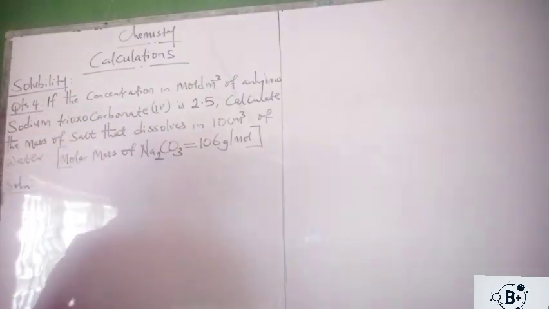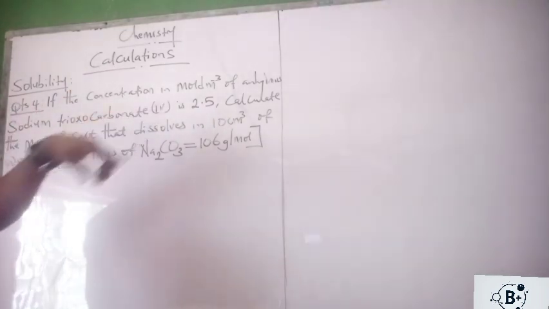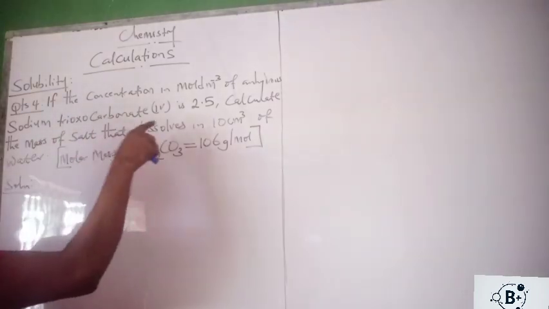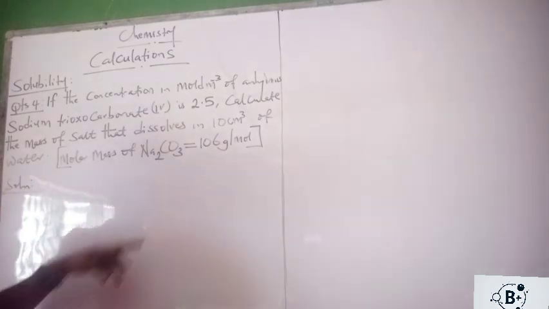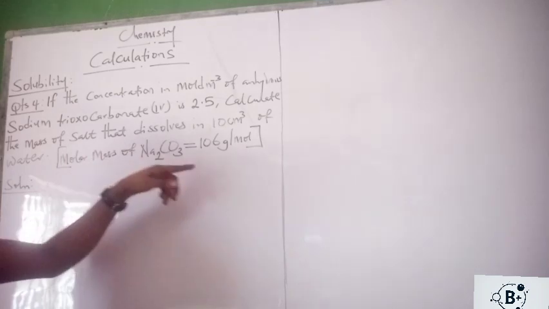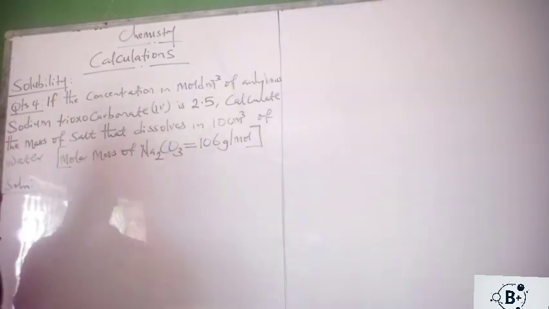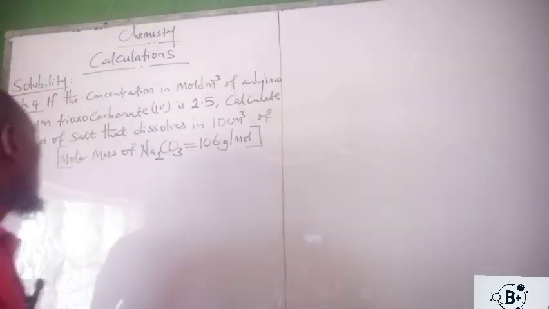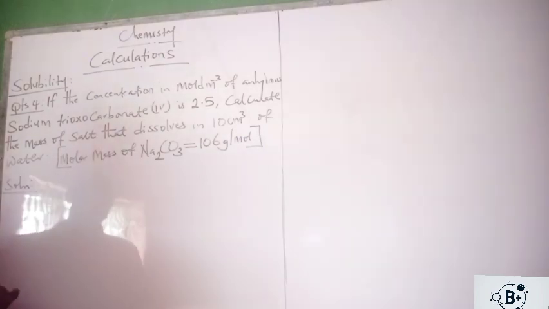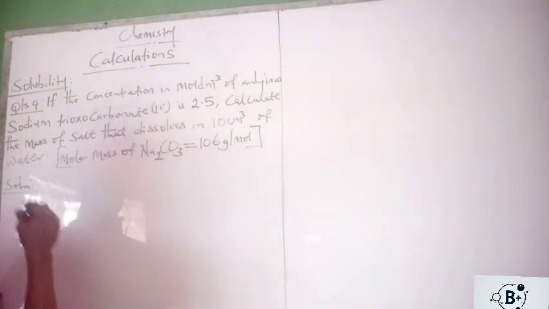Now question number 4. If the concentration in mole per dm cube of anhydrous sodium trioxocarbonate(IV) is 2.5, calculate the mass of salt that dissolves in 10 cm cube of water. So the molar mass has been given to us. If we are solving this one, what do we have in the solution? What parameters do we have?